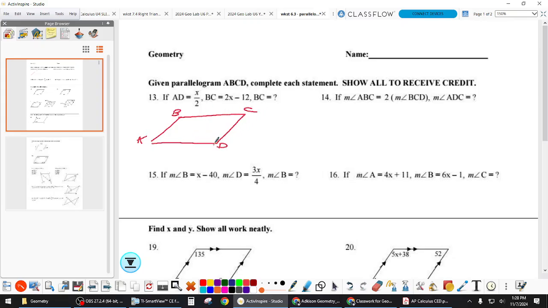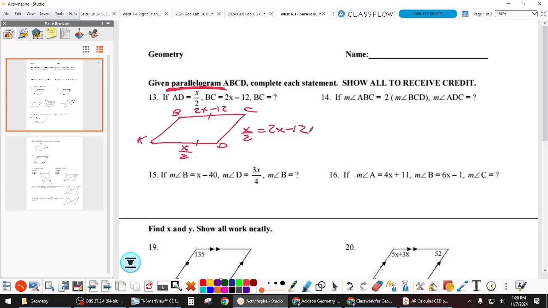Remember, your picture might look different. As long as you labeled in order around, you're going to be okay. So it tells us that AD is x over 2, BC is 2x minus 12. It does say given parallelogram. So as soon as you read parallelogram, you know all 5 properties are true. Which means these opposite sides are congruent.